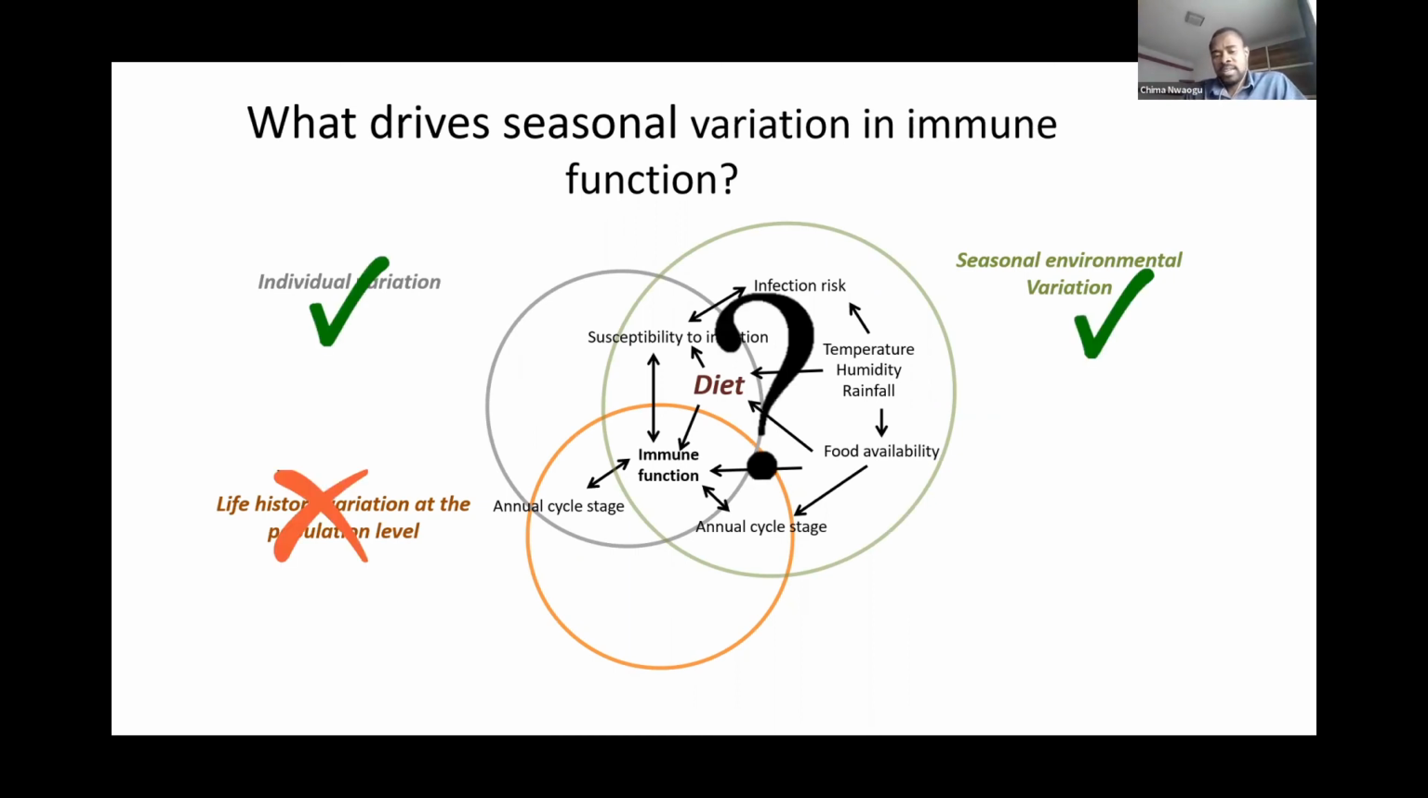We see that the environment actually plays a huge role in predicting immune function, variation in immune function and other annual cycle stages. We see that individuals also show a huge difference. So the local condition of an individual, or the circumstance of an individual, might really be important in what you see.